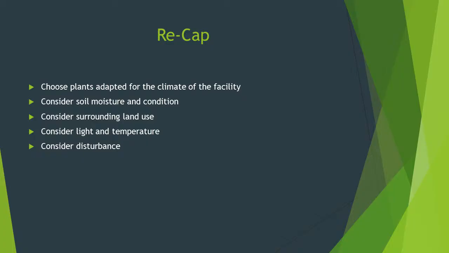So to recap, choose plants that are adapted for the climate of your specific facility, not your region in general. And consider all soil moisture, soil conditions, soil composition. Make sure the plants that you're selecting are adapted for those soil conditions. Consider your surrounding land use. Consider light, temperature, shade, including artificial light, and consider all the different kinds of disturbance that your soils might be encountering.